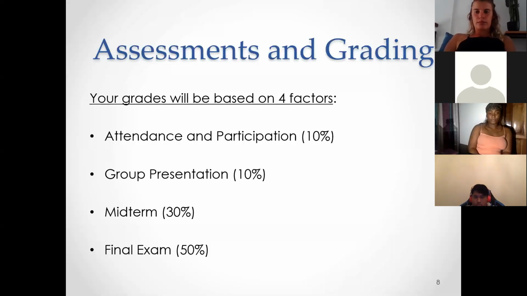Then we will have a midterm. The midterm is significant. That's 30% of your grade, and a final, which of course is significant. That is 50% of your grade. The midterm and the final will both be short answer questions. For this class, the midterm is going to be more traditional than I usually give in other classes. There will be some multiple choice. There will be some true-false questions.